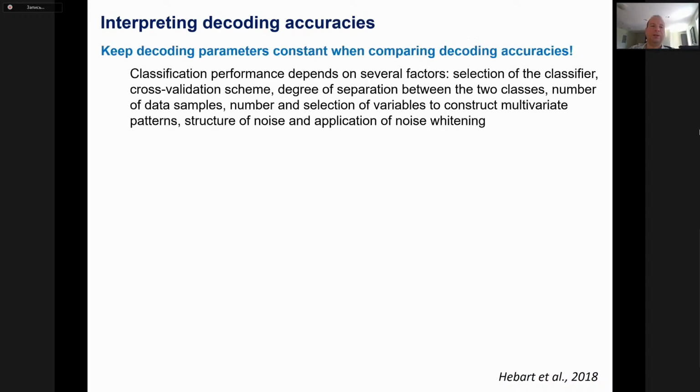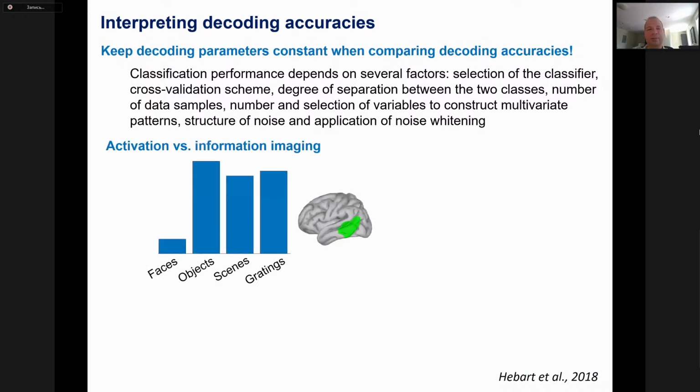We also should be careful about interpreting decoding accuracies, because they depend on so many factors: which classifier you use, what cross-validation scheme you use, and how many data samples you have, and so on. We need to be careful and balance all these variables so that we can say one condition is decoded higher than another condition.